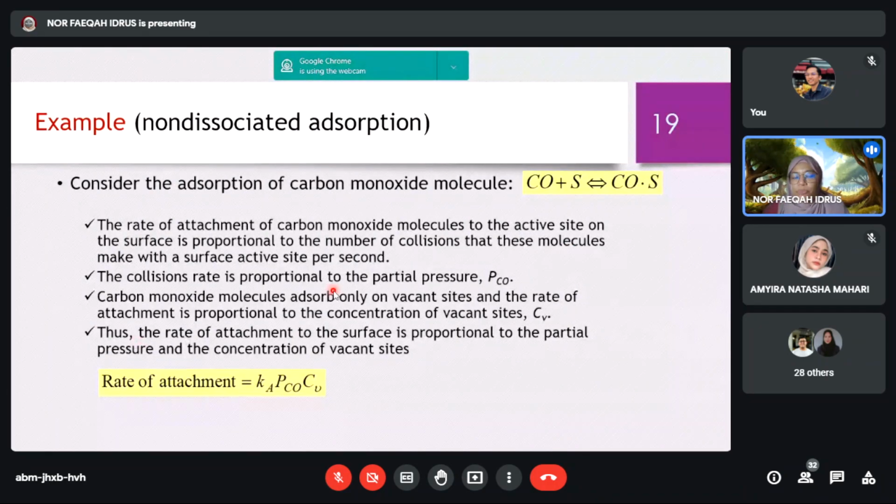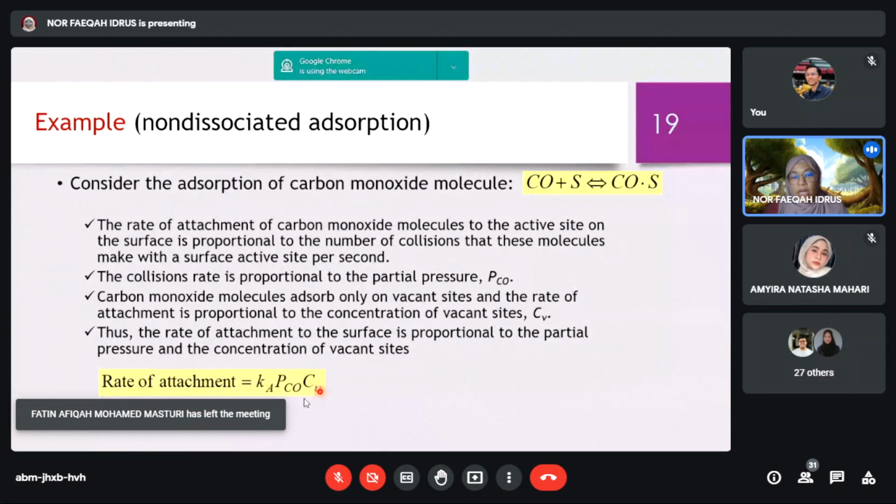The collision rate is proportional to the partial pressure PCO. Again, the reaction involves the gas phase, the adsorption of gas CO. So we represent it in terms of its partial pressure PCO. Carbon monoxide molecules adsorb only on vacant sites, and the rate of attachment is proportional to the concentration of vacant sites. So where do we look at this? We look at the rate of attachment and also the rate of detachment later. Thus, the rate of attachment to the surface is proportional to the partial pressure and the concentration of vacant sites.